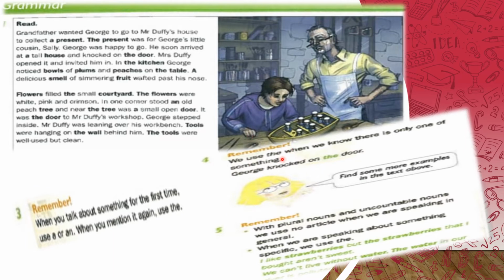So we have to put the, like when George knocked on the door. Which door? Not just any door. No, the door of Mr. Duffy's house. And the last one, with plural nouns and uncountable nouns we use no article when we are speaking in general. When we are speaking about something specific, we use the.